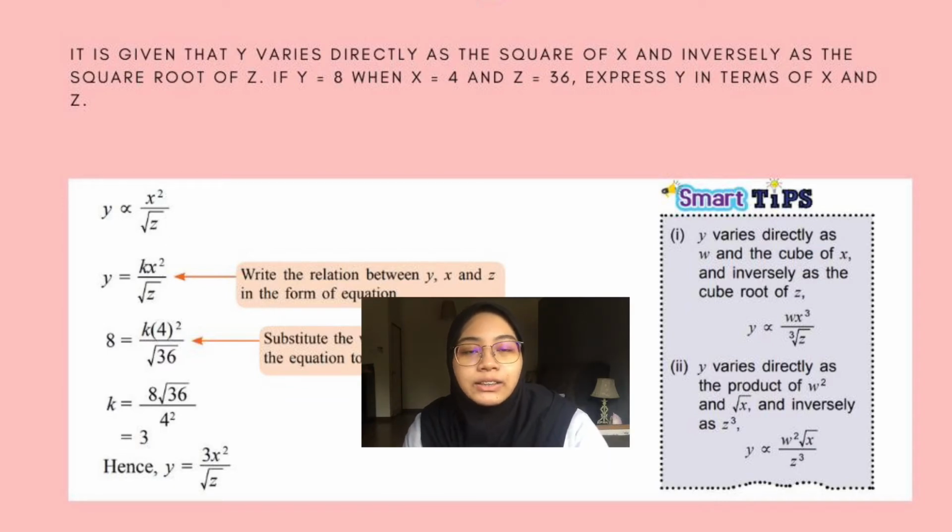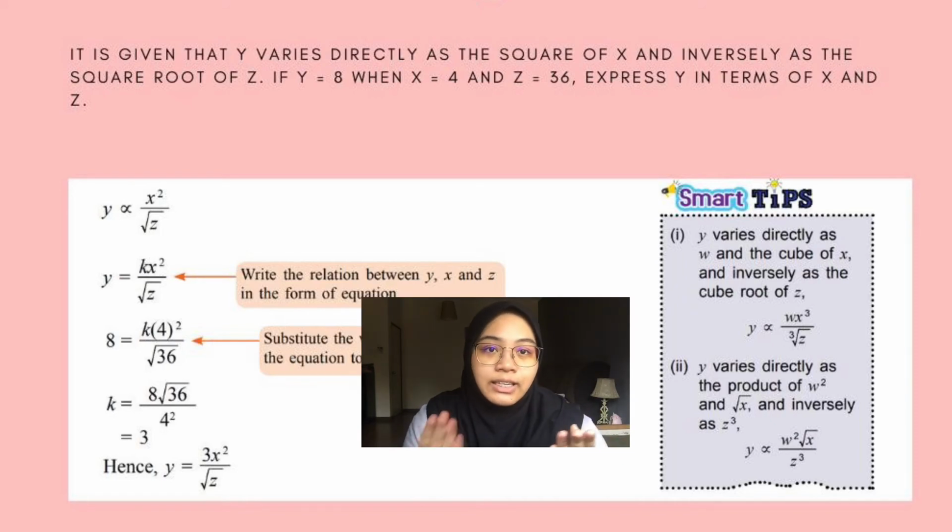Now, before we actually start looking at the question, let's look at the smart tips the textbook has given us over here. Number 1, y varies directly as w and the cube of x and inversely as the cube root of z, which you can write the way they have written it in the textbook. Number 2, y varies directly as the product of w squared and the square root of x and inversely as z cubed, which you can write as they wrote it here too.